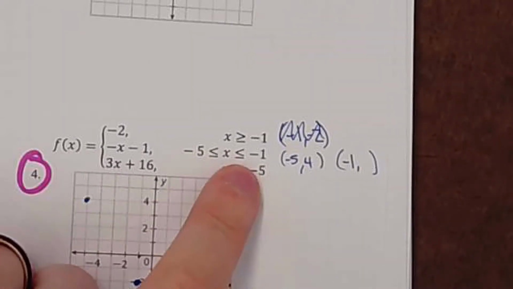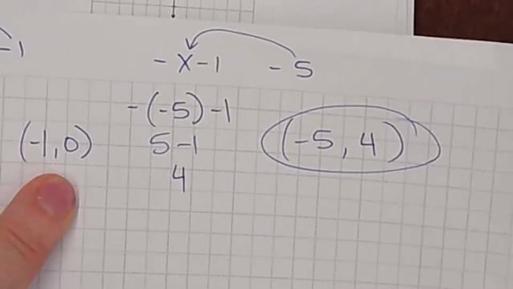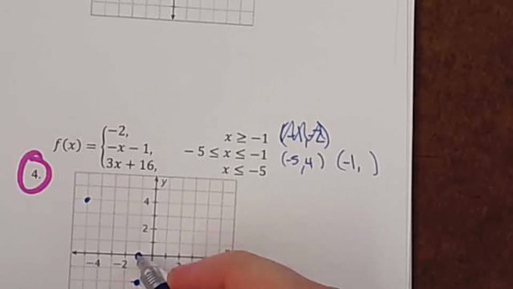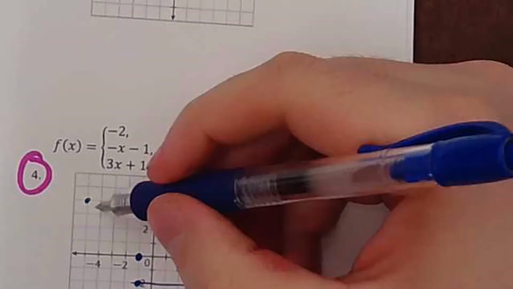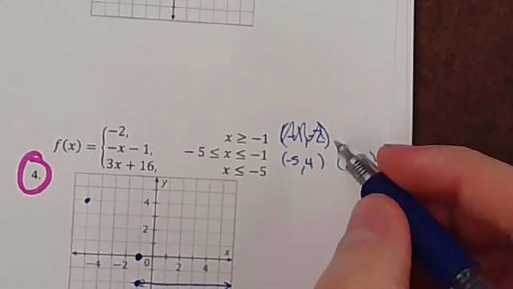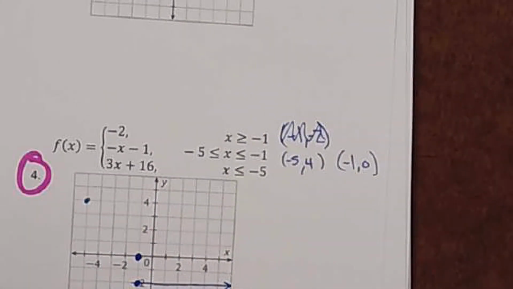And it's going to be a solid dot. It's going to be filled in because there's a line underneath here. So I plug in -1, 0 to my graph and fill it in. -1, 0 is right here. And since I had two dots, one from this guy, -5, comma, 4, and one from this guy, -1, 0, I can just connect them.